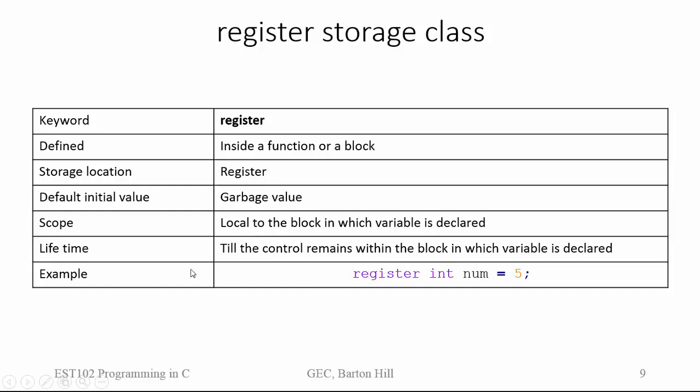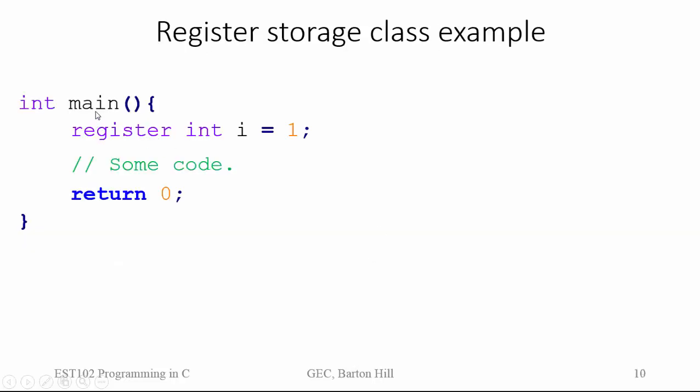Okay, so the example is we will be using the keyword register, then data type, then variable. If we are giving an initialization, we can give equal to value. So this will be given inside the block of code. Okay, so we'll see an example. So we have the main function, and inside it variable i is declared, and here we are using the keyword register. So the memory for i will be allocated or will be stored in registers. Okay, so it will help us for faster execution.